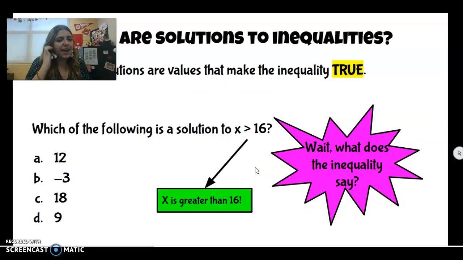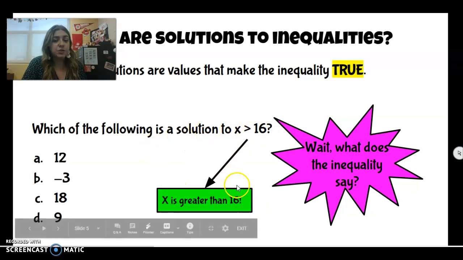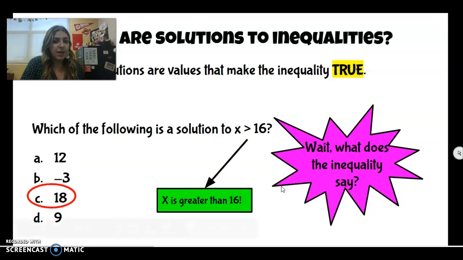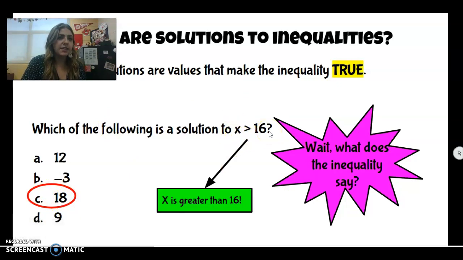This reads x is greater than 16. So a lot of times the first thing we have to do is take our inequality and put it into words so we know what kind of number we're looking for. So I'm looking for something that is greater than 16, and if I look at my answer choices, the only one I've got there is 18. So if I were to take 18, substitute it in here, I would say 18 is greater than 16. Is that true? Yes. Therefore, 18 is a solution to that inequality.